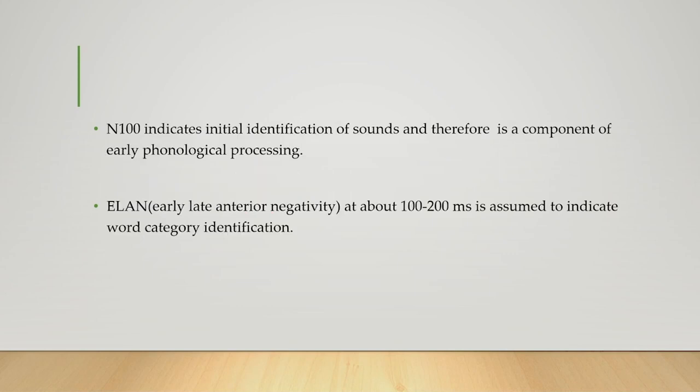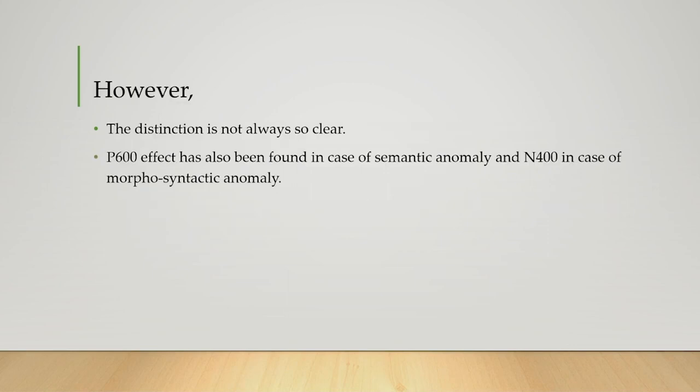Similarly, N100 is yet another brain potential that indicates initial identification of sounds and therefore is a component of early phonological processing. This happens remarkably quickly because it peaks at 100 milliseconds. So, identification of sound happens extremely quickly. Similarly, ELAN is at about 100 to 200 milliseconds and is assumed to indicate word category identification. So, you see how it goes. At the initial stage, N100 reflects the identification of the sound. Within 100 to 200 milliseconds, word category identification already happens. So, there are these various ERP components that are connected to various styles of processing and difficulty in processing and so on.